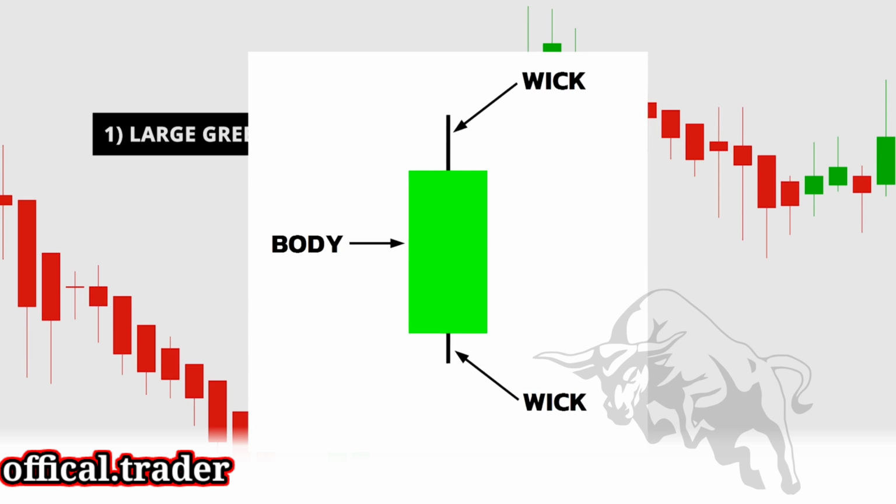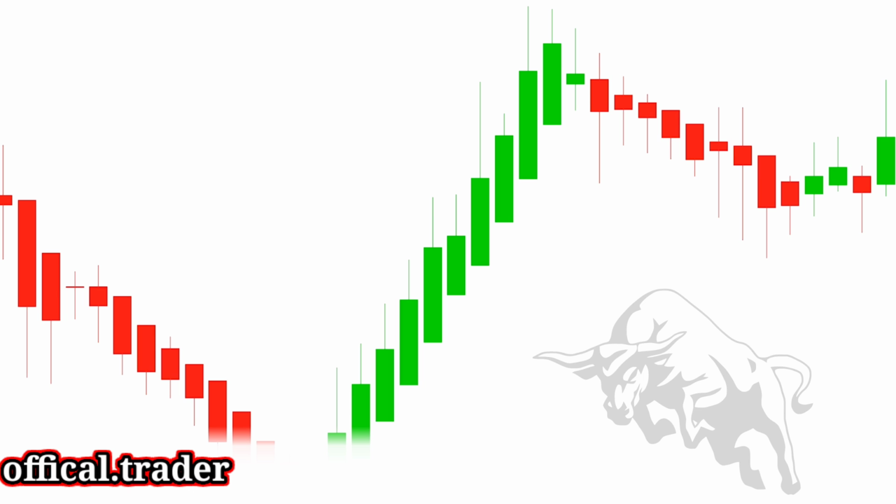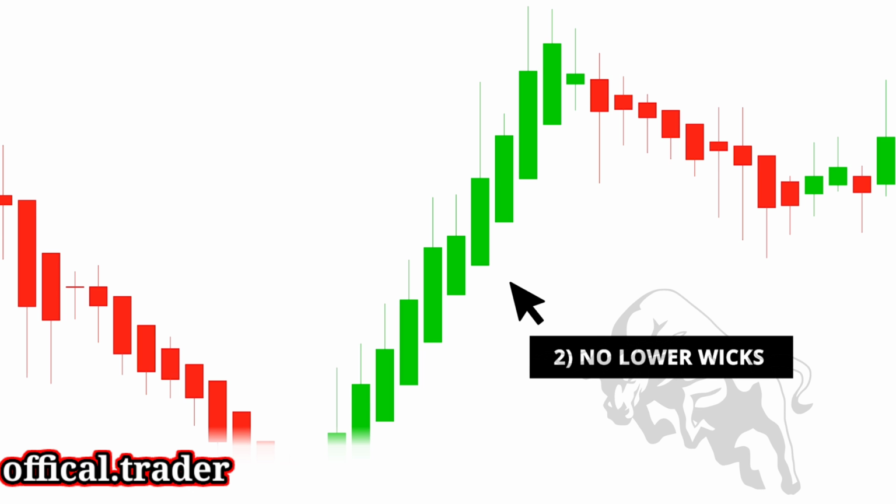So when we see a large green body on a Heikin Ashi candle, this indicates that we're in a strong uptrend. And the second thing we'll look out for is no lower wicks on these green candles. Both of these criteria occurring together indicate a strong uptrend.